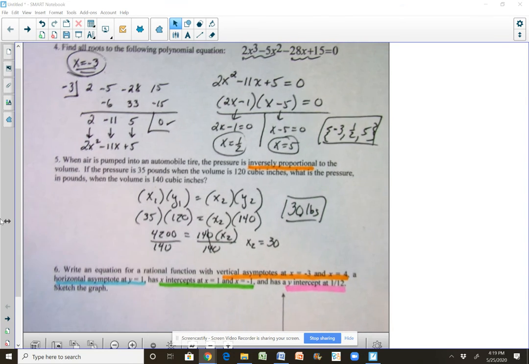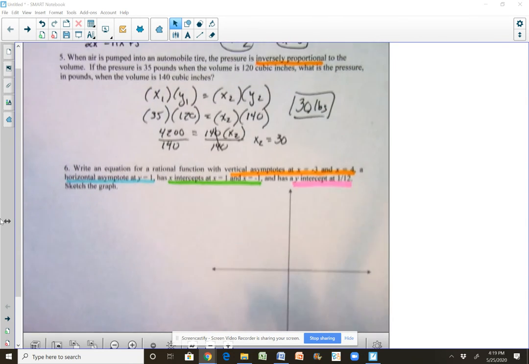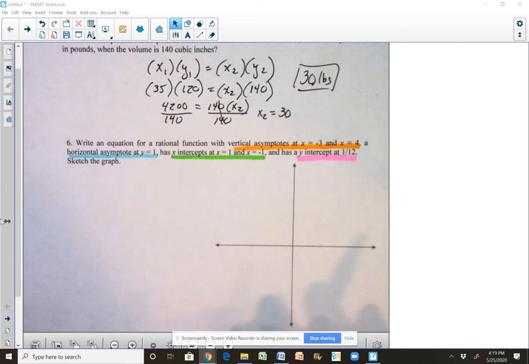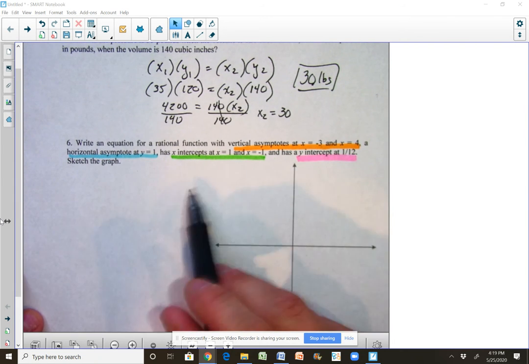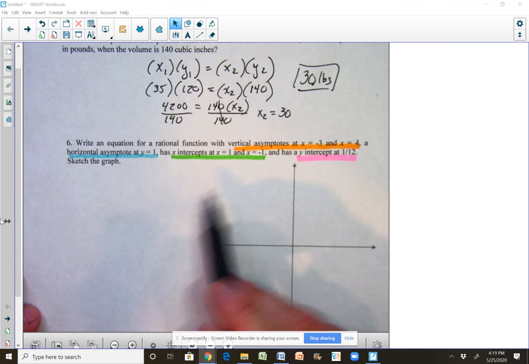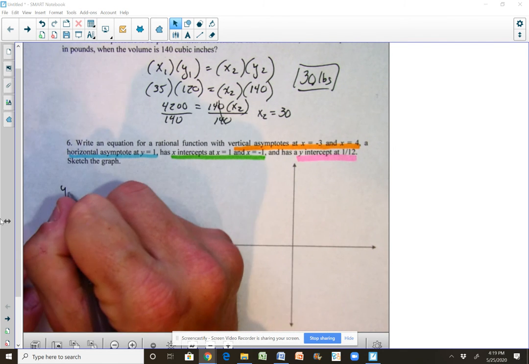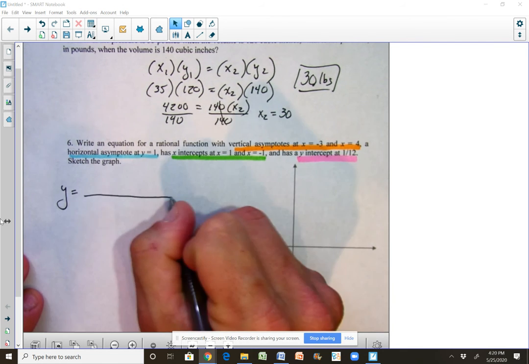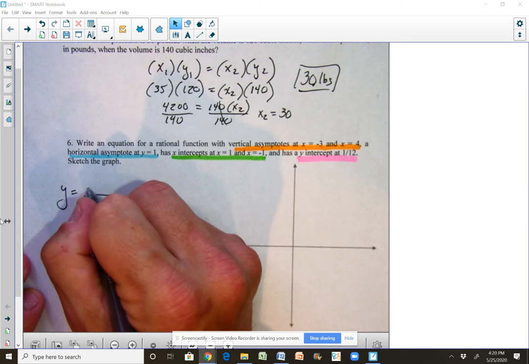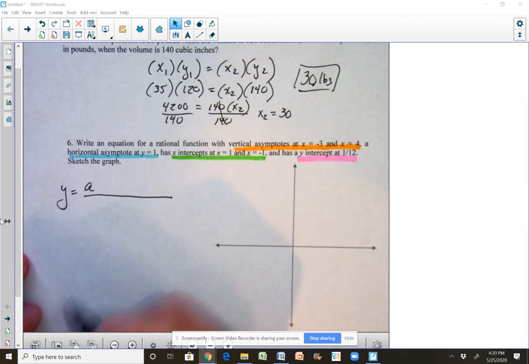All right, and then the last one is another rational function, but they're asking you to construct the equation based on information. So I went ahead and I highlighted the different pieces of information with the appropriate colors. So as I go through, I'm going to construct this rational function. Remember, they always have a coefficient a, just like polynomials do. We're going to determine what that a value actually is.